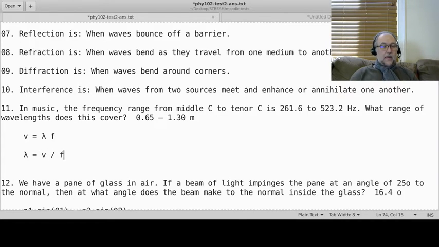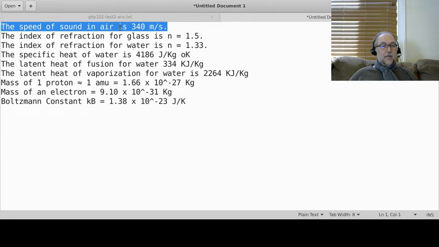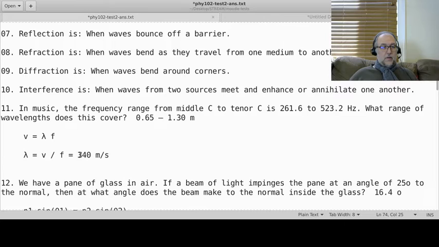Now remember, v is a constant, it never changes, and we're talking music, so we're talking sound. One of the things I did was give you a link with a bunch of constants, and one of the constants was the speed of sound in air, and there it is. It's 340 meters per second, so let's copy that over here. There's your speed of sound, and let's divide that by this frequency right here.